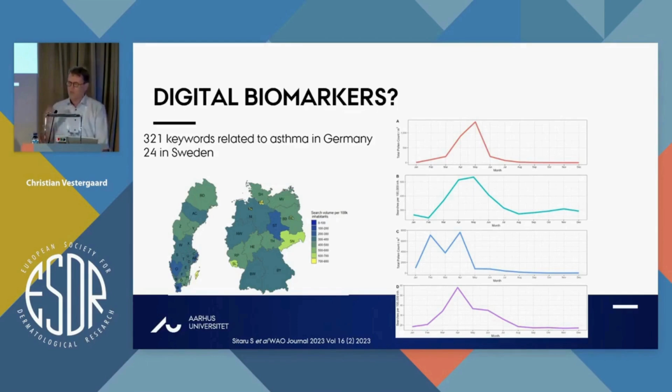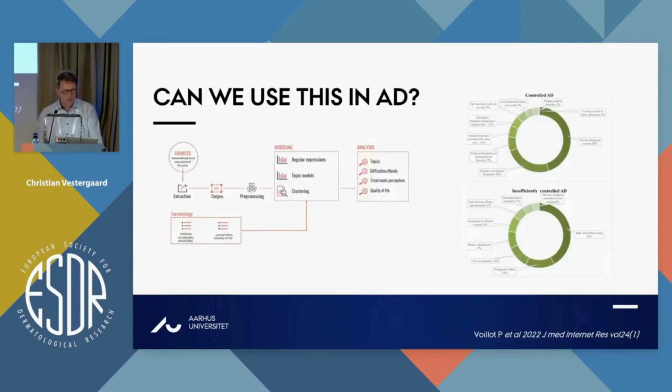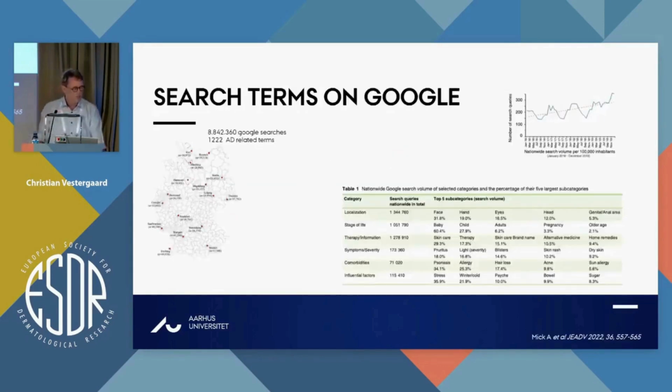So it's really something that we can use to detect things that take place in real life when you do this kind of crowdsourcing. And they did this in AD, where they looked at social media. This is a French study where they used text analysis on what was written. I know I'm a little bit out in biomarkers, but it's still a marker. It's something that we can measure objectively, right? And they could look at controlled AD and uncontrolled AD, and they could see that there were specific words being used in these texts on social media, depending on whether you controlled your atopic dermatitis or not. And again, also here, you can see search terms on Google.